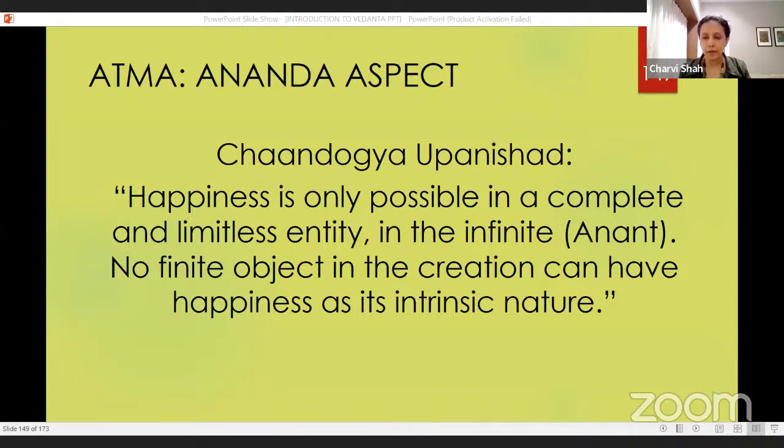Because any finite object, however big that is, any finite object in the creation, it lacks something or the other, right? Infinite alone can have purnatvam. That which is infinite alone can have purnatvam, and purnatvam alone can have Ananda as its intrinsic nature. So no finite entity in this creation can have Anandam as its intrinsic nature. This is what the Chandogya Upanishad says.